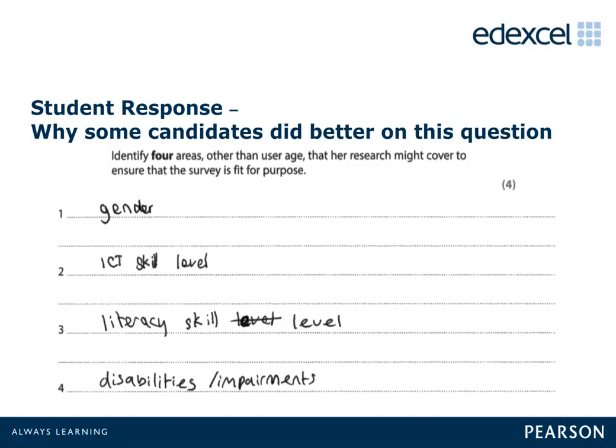Here we see an example where the candidate performed much better. Response 1. As with the previous example, gender does not gain any credit, as this would have no impact on the way the survey would work. Response 2. ICT skill level, mark awarded. Response 3. Literacy skill level, mark awarded. Response 4. Disabilities or impairments. As with the previous example, mark is awarded, just enough. The response gains a total of 3 marks.